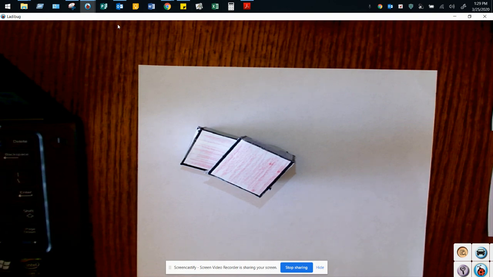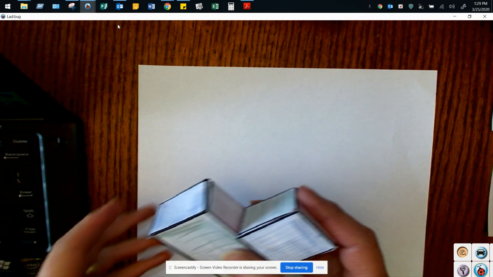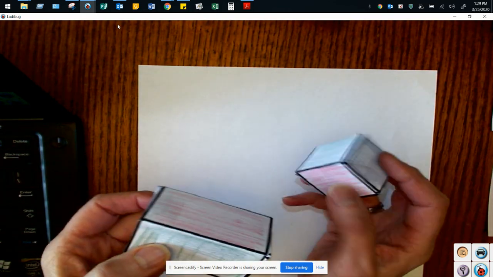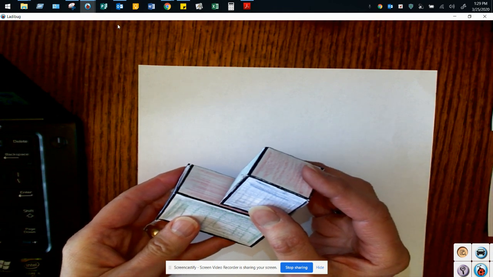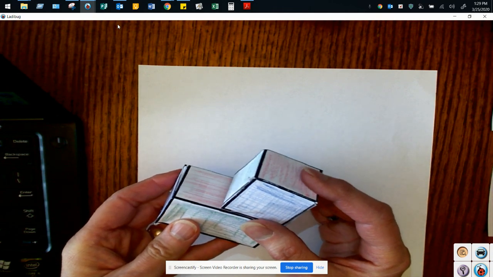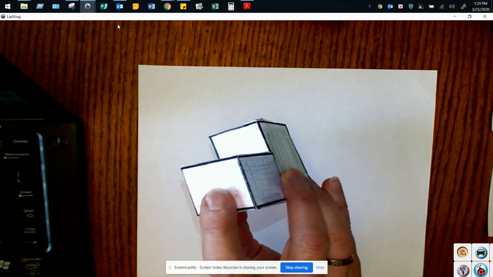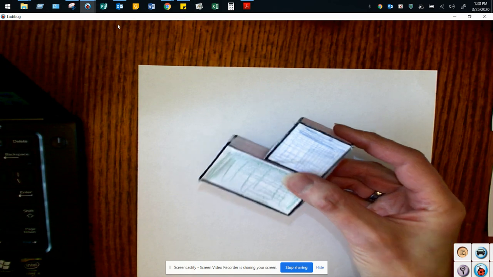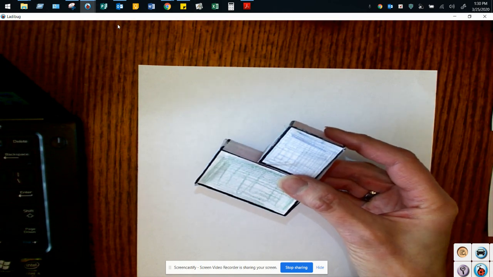Okay, now I'm going to make your brain hurt just a little bit. Not all the time are we just looking at individual shapes. Sometimes we're going to go ahead and do composite shapes, composite figures. So on this one, I've got a rectangular prism and I've got a cube. They're stacked on top of each other. I want to find the surface area.